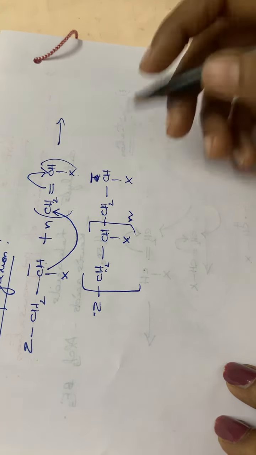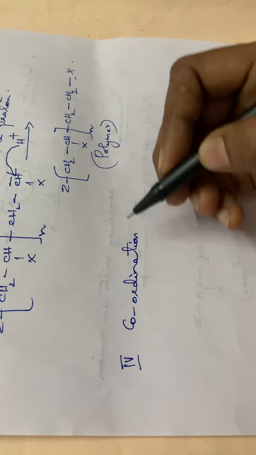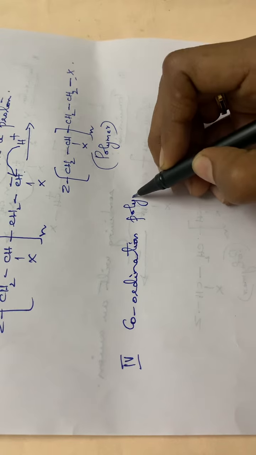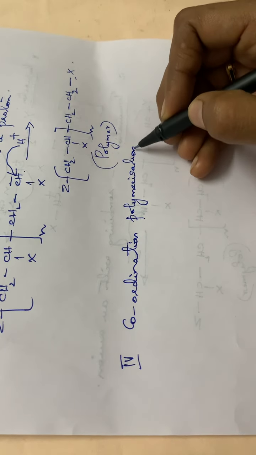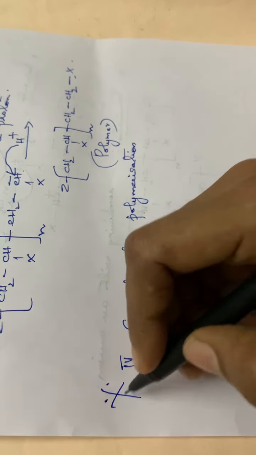Then the next one, another polymerization, that is the coordination polymerization. The fourth one, that is the coordination polymerization. This is also very important, coordination polymerization or Ziegler-Natta polymerization. See here, the catalyst used will be Ziegler-Natta catalyst, isn't it?